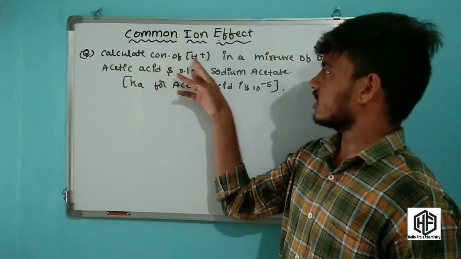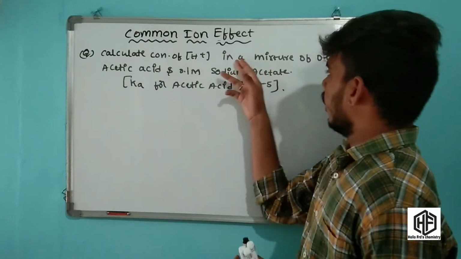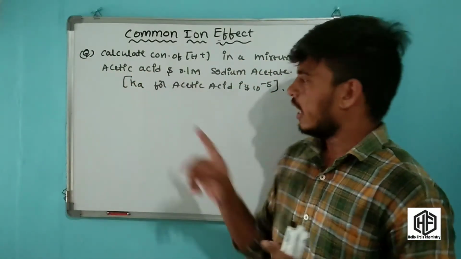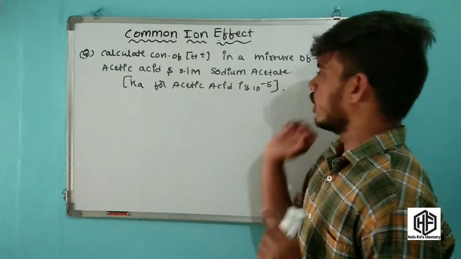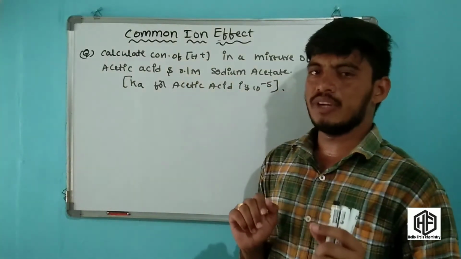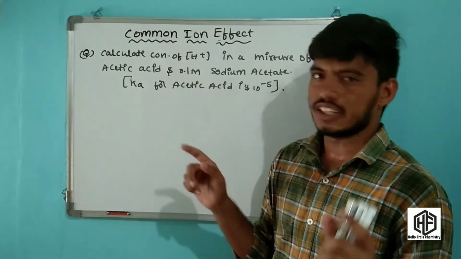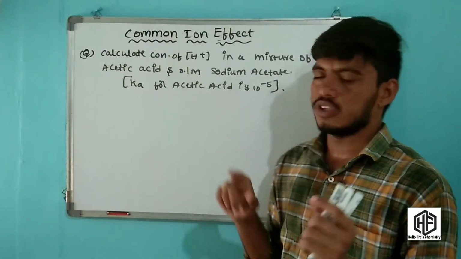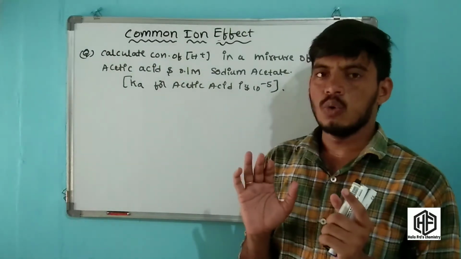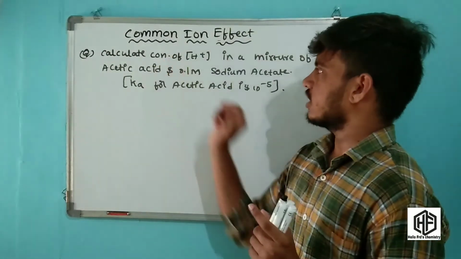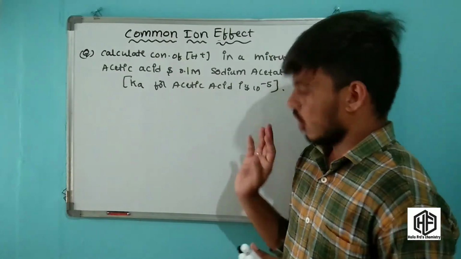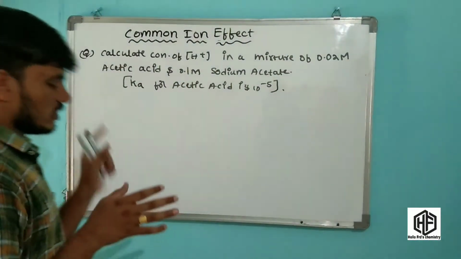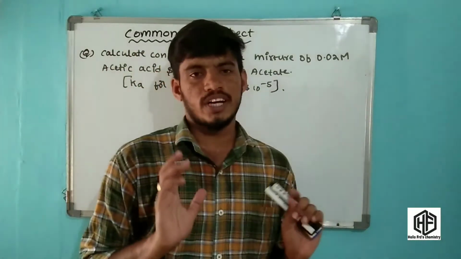Calculate the concentration of H plus ion in a mixture of 0.2 molar acetic acid and 0.1 molar sodium acetate. The ionization constant of acetic acid, Ka, is 10 to the power of minus 5. Now calculate the concentration of H plus ion. This is the question, friends. Now how to solve this type of questions in competitive exams?